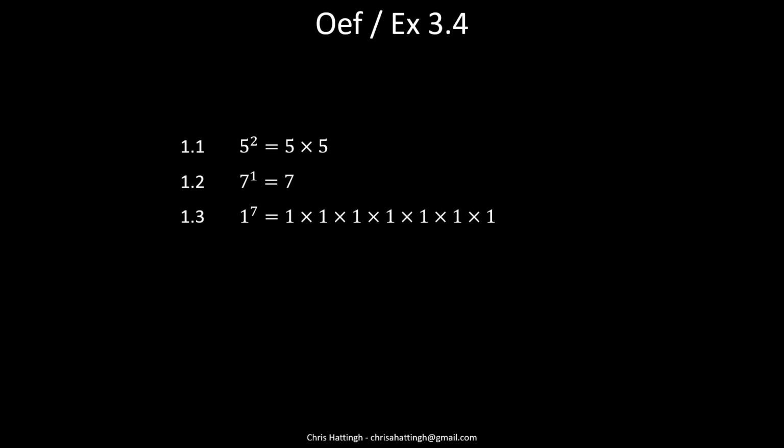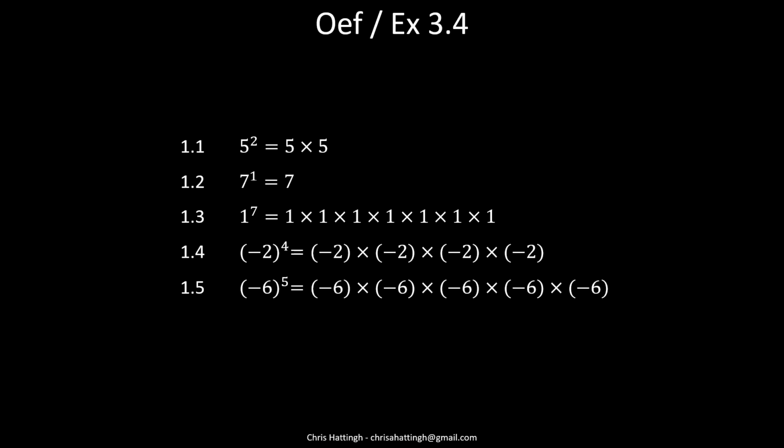Exercise 3.4. You need to expand. So number 1.1 will be 5 times 5. 1.2 will just be 7. 1.3 will be 1 times 1 times 1 times 1 times 1 times 1 times 1. Number 4, minus 2 times minus 2 times minus 2 times minus 2. Number 5, minus 6 times minus 6 times minus 6 times minus 6 times minus 6.